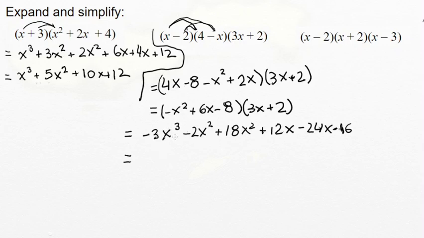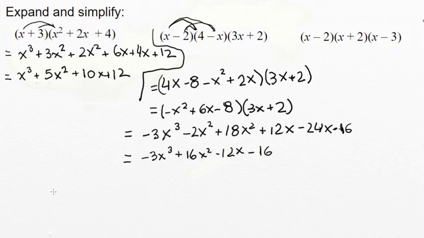So x to the power 3, the only one is this first one. X squared, we've got those two, so 18 minus 2, that's plus 16, x squared. X, we've got plus 12 and negative 24, so our result is negative 12x and negative 16. And that's it for the second problem.